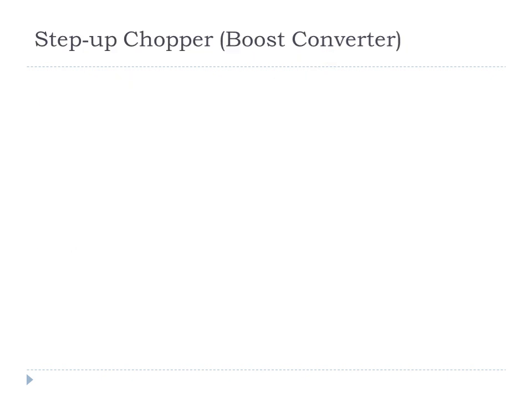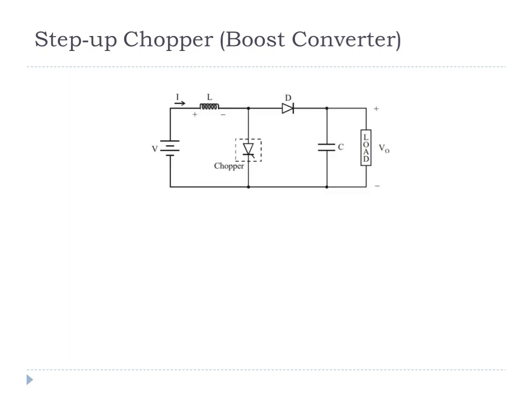Let us see the circuit configuration of step-up chopper. The step-up chopper is also known as boost converter. The circuit diagram for boost converter is as shown in the figure. Now here the inductor comes in series with the supply voltage. Chopper is connected in parallel. Diode is connected in series in between the inductor and the load capacitor.